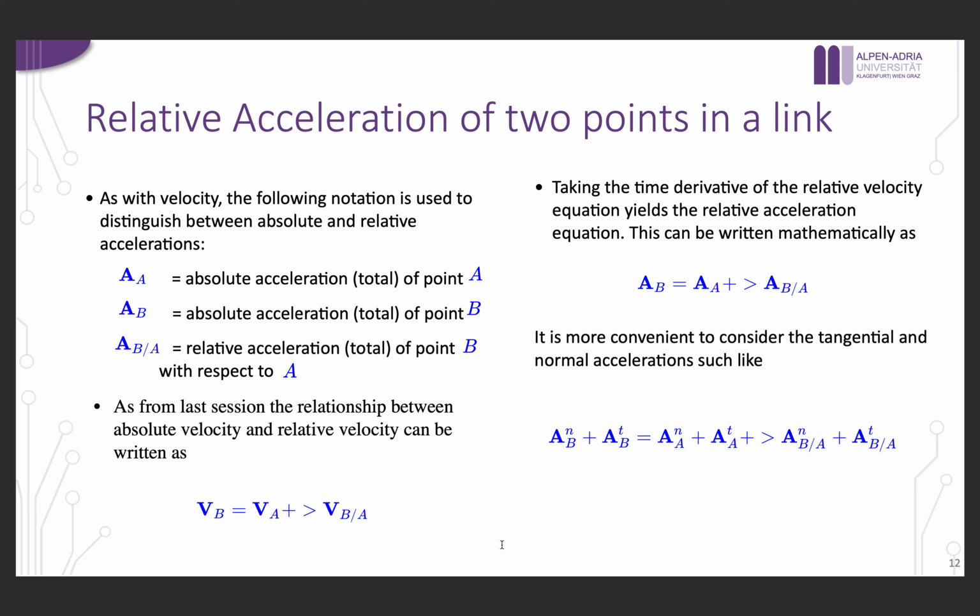Next, as in velocity, we have relative acceleration, because we have some links that are driving other links. So there is relative motion between them that is represented by the velocity and acceleration. With velocity, the following notation is used to distinguish between absolute and relative acceleration, and it is the same here with acceleration. We have the absolute acceleration of points A and B, and we have the relative acceleration between them, which is where B is moving with respect to A, right?